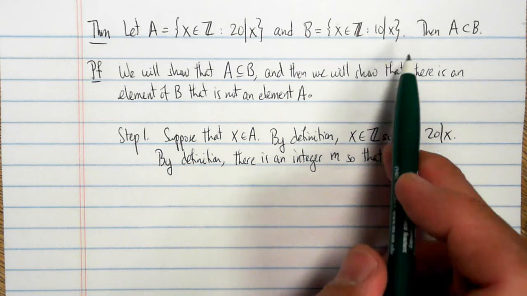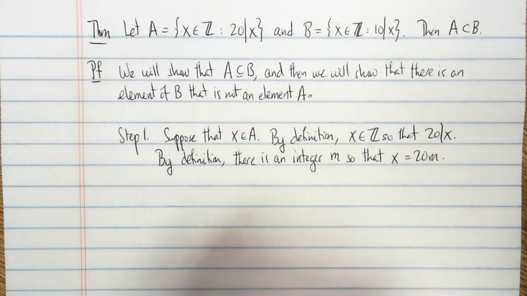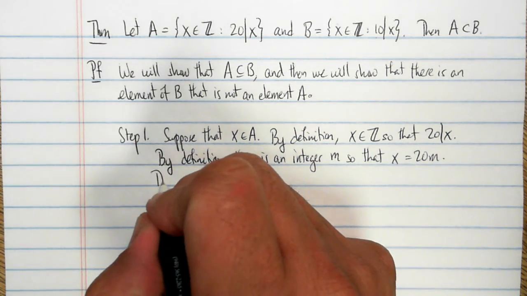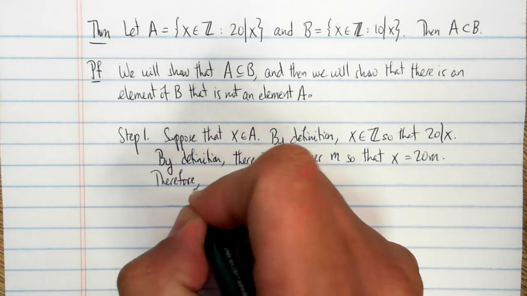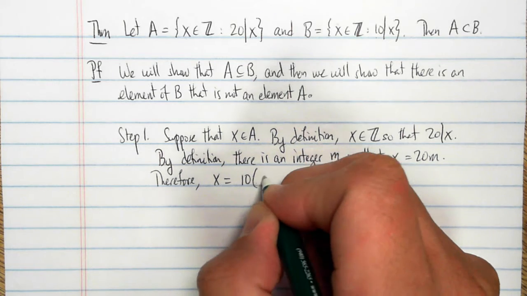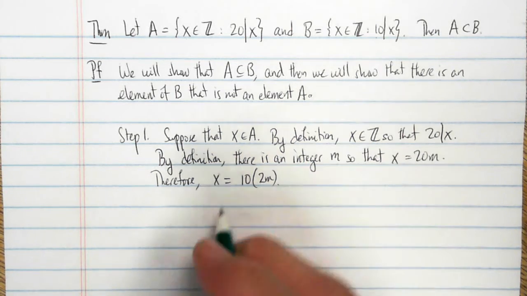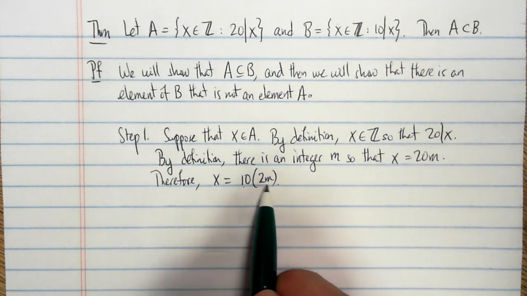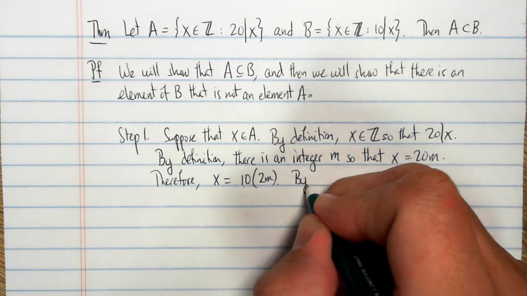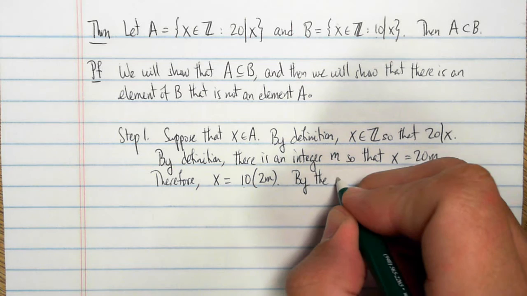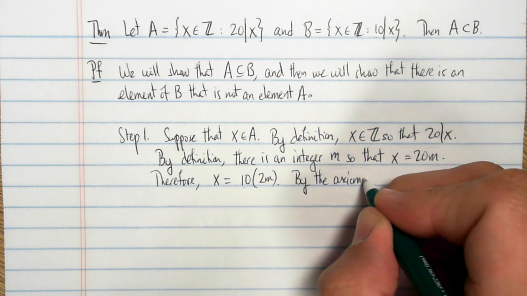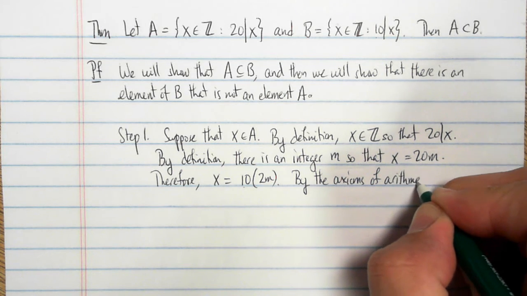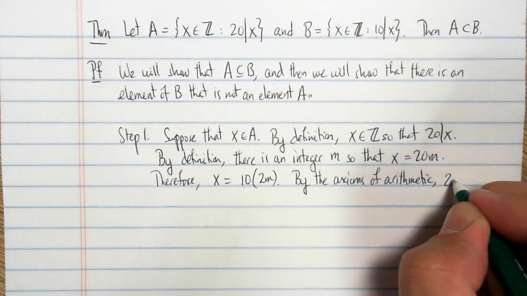Okay, that's well and good, but I want to show that 10 is a factor of X. So I'll factor this the obvious way. Therefore, X is equal to 10 times 2M. So I have the 10 all by itself. The thing in parentheses is an integer by the axioms of arithmetic. So 2 is an integer, and M is an integer, and so therefore 2 times M is also an integer.